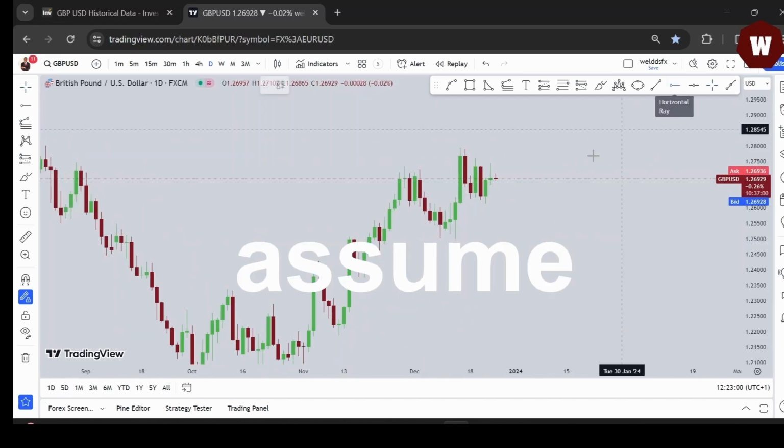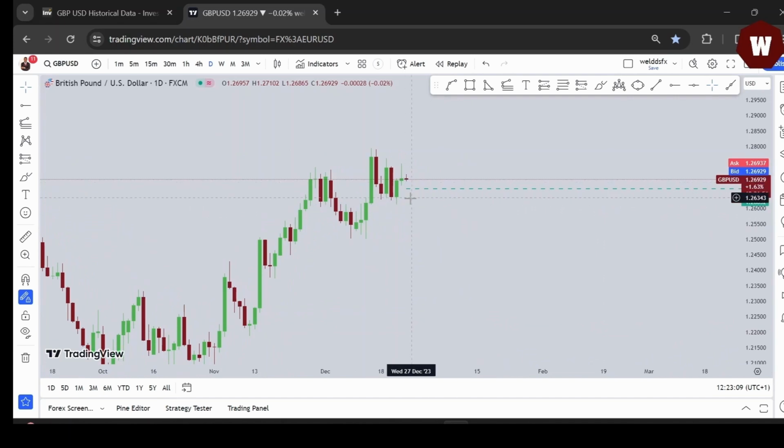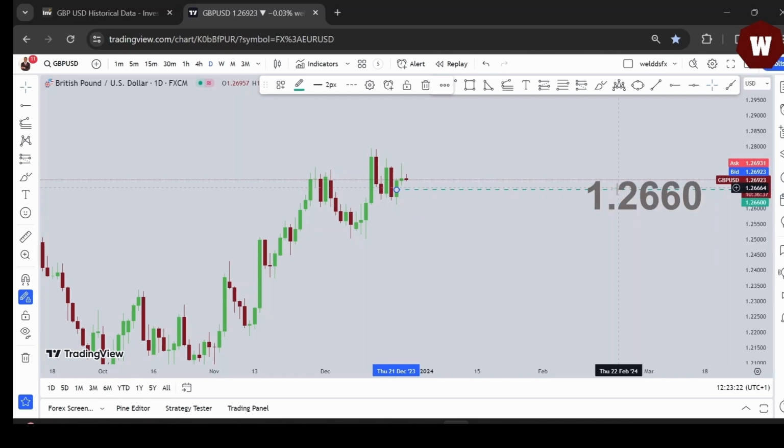So now let us assume that we've done this analysis and we want to take a sell position somewhere here. Let's say you want to take a sell position, maybe a pending order, and you want to enter this trade when the market gets to 1.2660. That is where you want to enter the trade for a sell. Now, where are you going to place your stop loss?